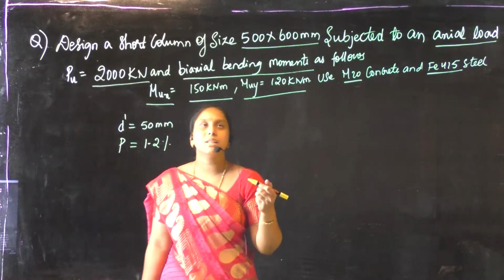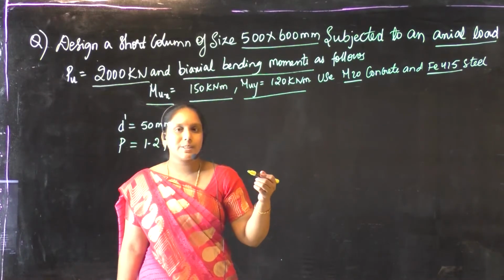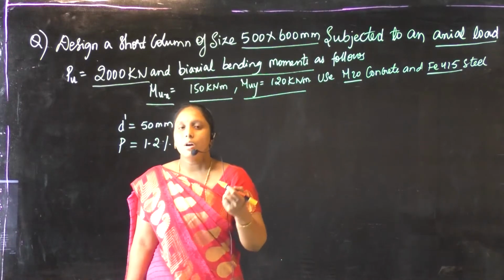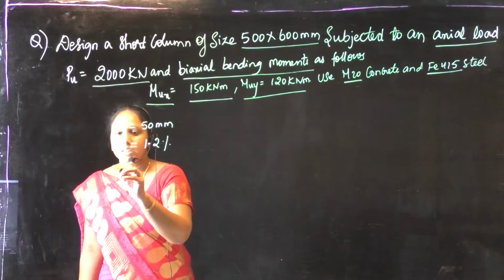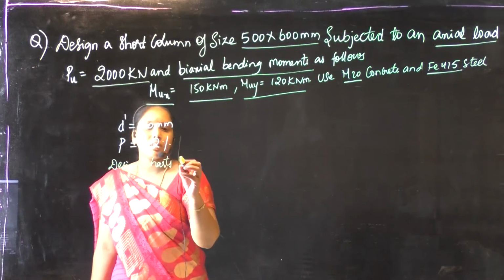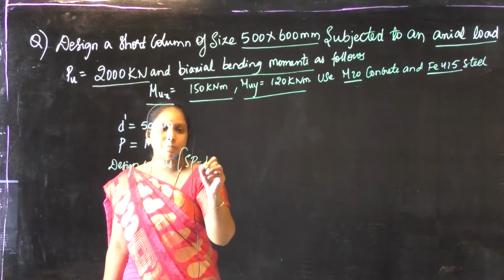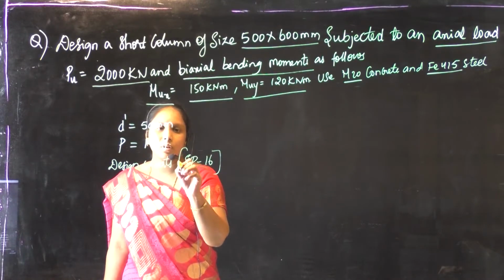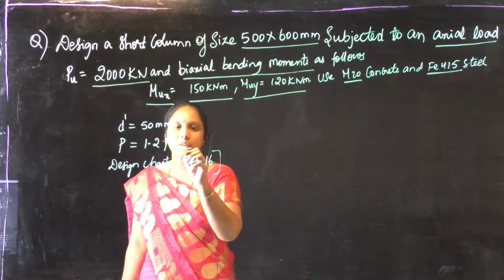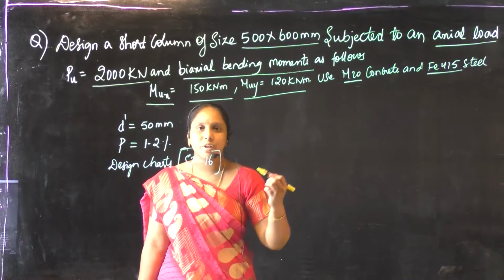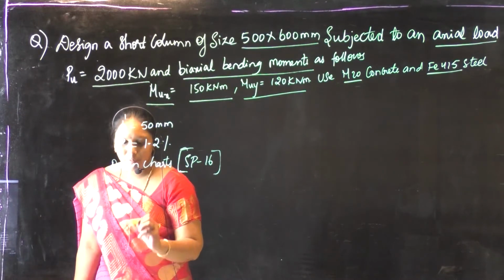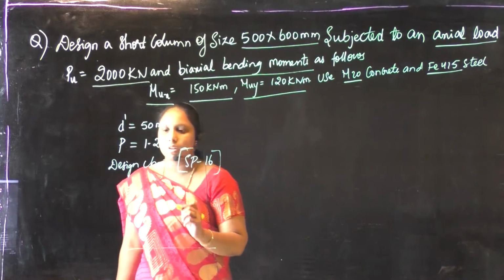Now, as the design of columns which are subjected to axial load and biaxial bending is a bit complicated, the designers use the design charts which are given in SP 16 for the design of such kind of columns. So the design charts given in SP 16 have to be used for this, which we have discussed in the previous lecture also.